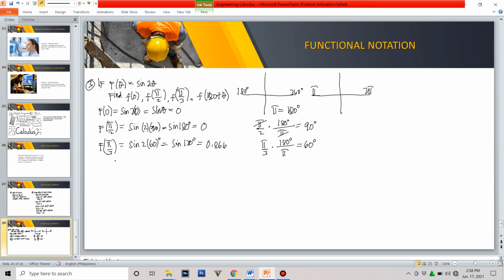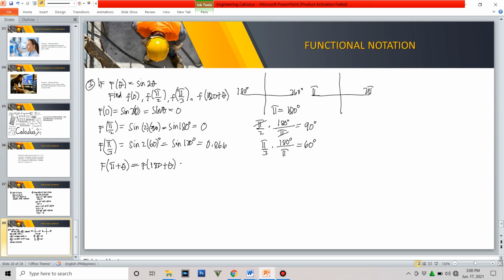0.866. And then finally, we have the function f of phi plus theta. Hence, phi plus theta is function of pi, 180 plus theta.